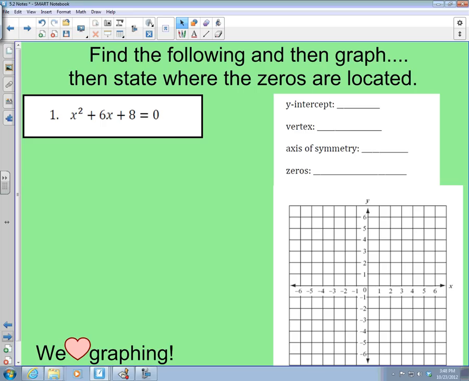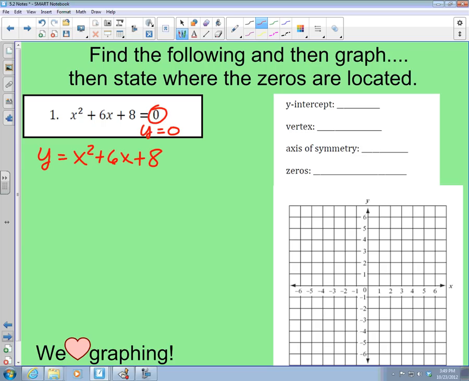I'm kind of cold. Find the following and then graph. Then state where the zeros are located. So basically, we're going to graph this. Now, y is equal to 0, so I'm going to replace this 0 with y. Y equals x squared plus 6x plus 8. So tell me what you know. You guys know what the y-intercept is. It's 8 right here. If you plugged in 0 for x, you get 8 for your y-intercept.